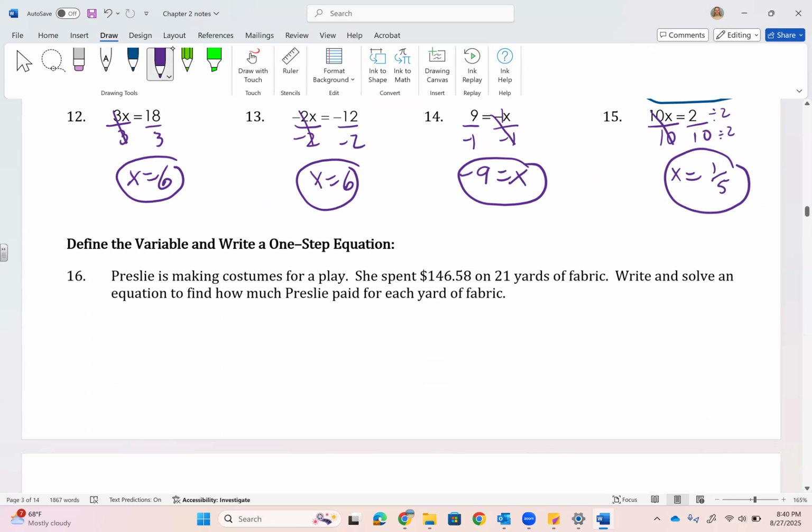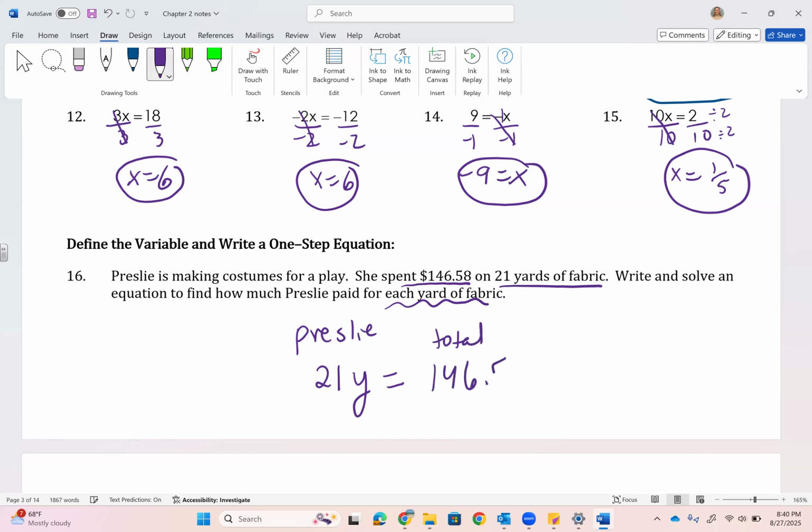Okay, Presley is making costumes. She spent this much money on 21 yards of fabric. We're going to figure out how much she paid for every single yard of fabric. So Presley had 21 yards at a certain price, and she spent 146.58 on 21 yards of fabric. If you want to figure out how much she paid for each, if that's the total, we're going to divide both sides by 21.